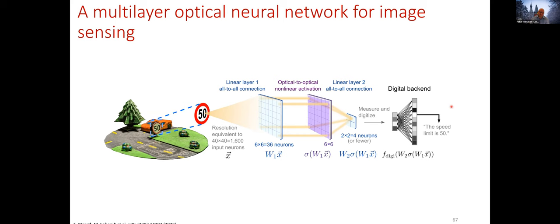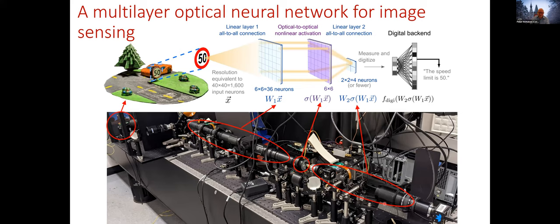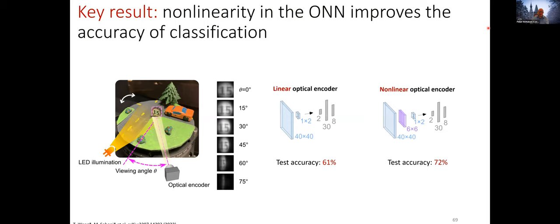In a digital backend. So this is something that probably you don't want to fit on top of a self-driving car yet. This is about a meter or 2 meters long, but it's a proof of concept that this can work. And a key enabler for us to make a multi-layer neural network is that we were using an image intensifier to provide the optical nonlinearity or optoelectronic nonlinearity. And as an example of some results of looking at traffic signs and 3D scenes, they're illuminated with incoherent light, we can achieve an accuracy of 72% to identify the sign. And this is as opposed to a single layer linear neural network, which will only achieve 61%.